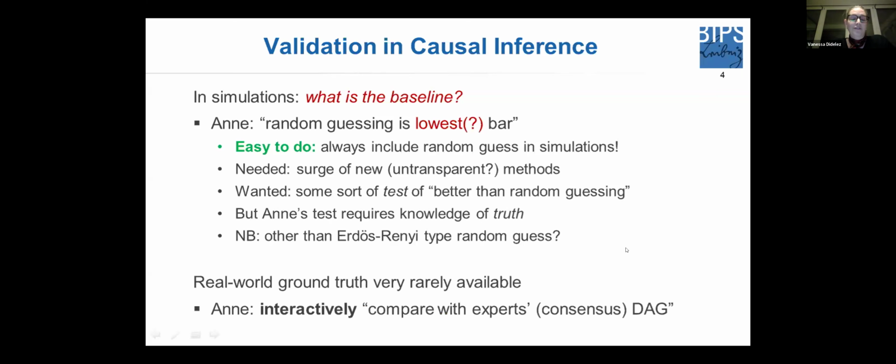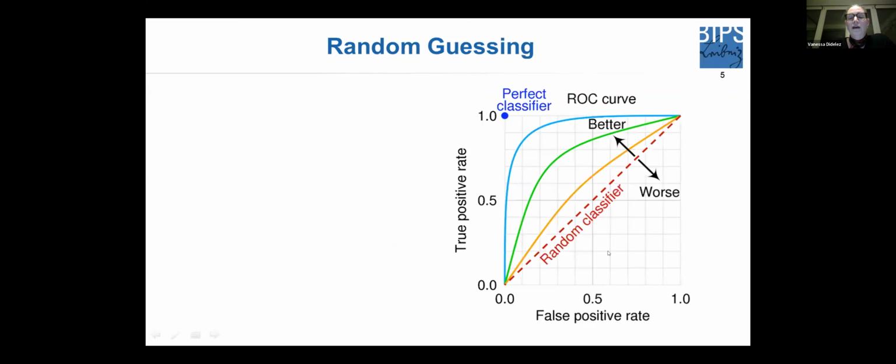Yes, and of course, as I already mentioned, and as Anne mentioned, the real-world ground truth is very rarely available. So we must be very lucky to have this for validation and causal inference.